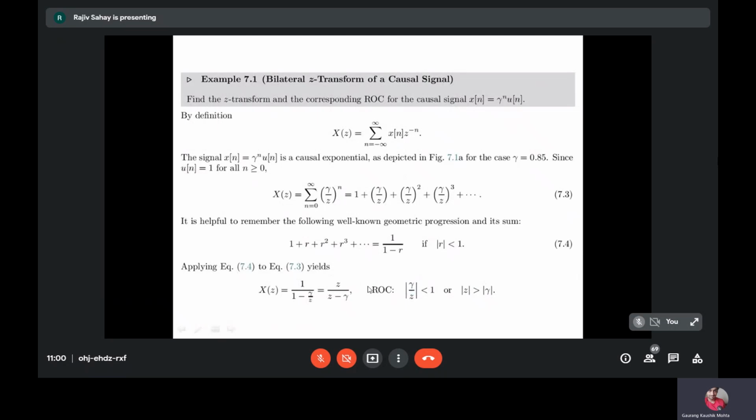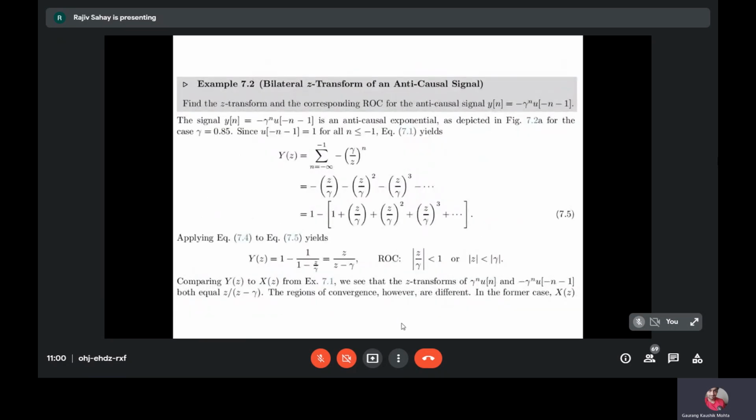Are you able to see this? For both these sequences x of n, the z domain expression is the same, it is identical. That's why I said the Z transform is like a lock and a key. The Z transform expression is like the lock. The key is different, and the ROC is the thing that will make the difference. So the ROC is different.